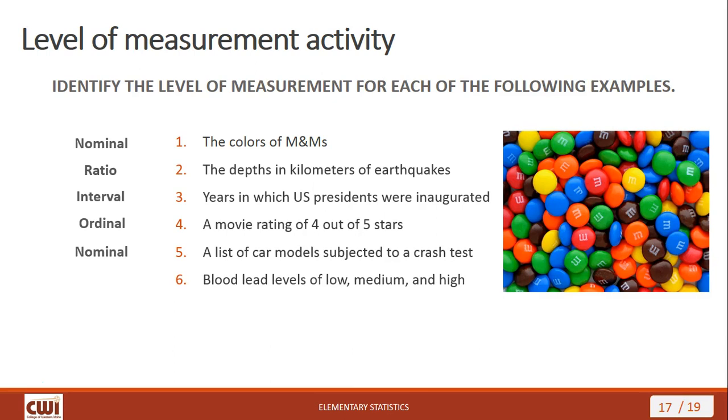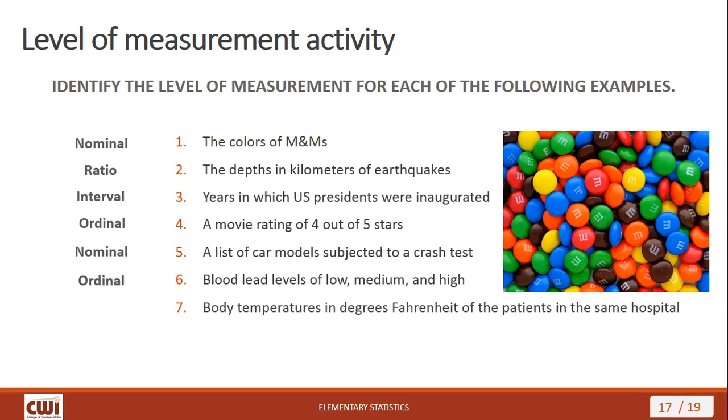Blood lead levels of low, medium, and high. What's the level of measurement here? I'll give you a few seconds. Okay, this is an example of ordinal level of measurement. So we have low, medium, and high. It's definitely categorical, so it's going to be nominal or ordinal. But because there's a natural order to this, okay, low, medium, high, or you could say high, medium, low, but you wouldn't say medium, high, low, or high, low, medium. No. There is a common sense order to this. And so, therefore, this is an example of ordinal level of measurement.